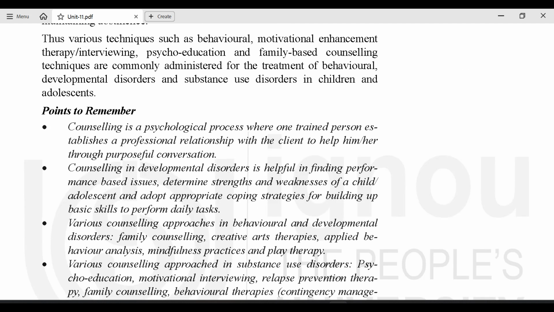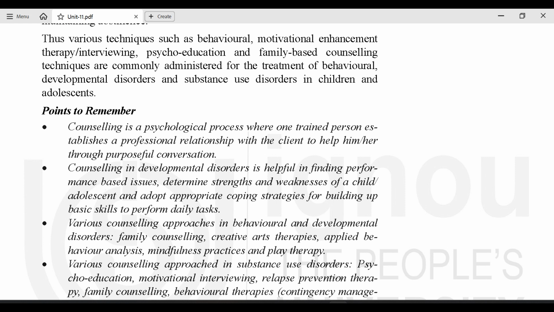Thus various techniques such as behavioral therapy, motivational enhancement therapy or interviewing, psychoeducation and family-based counseling techniques are commonly administered for the treatment of behavioral, developmental disorders and substance use disorders in children and adolescents.